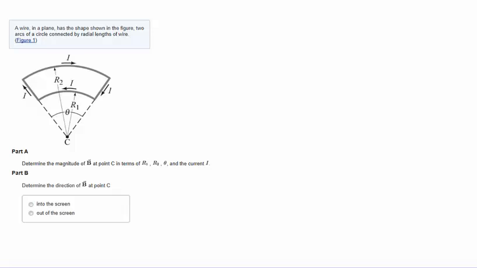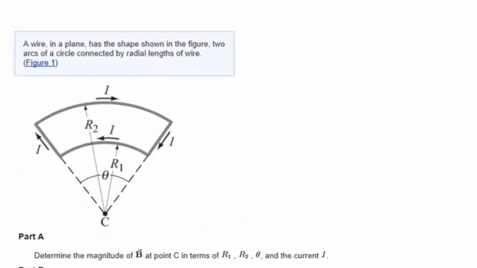A wire in a plane has the shape shown in the figure. Two arcs of a circle connected by radial lengths of wire. We are to determine the magnitude of the magnetic field at the point C in terms of the two radii r1, r2, the angle subtended by this figure called theta, and the current I.